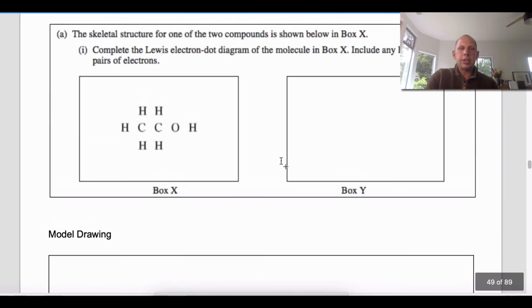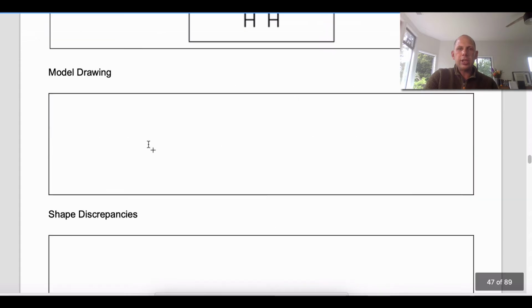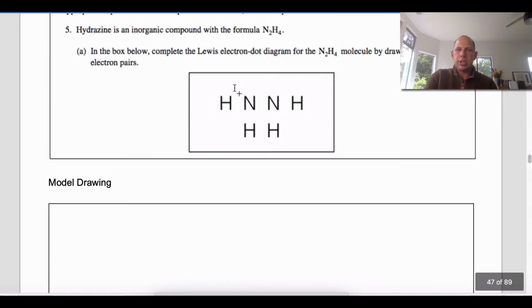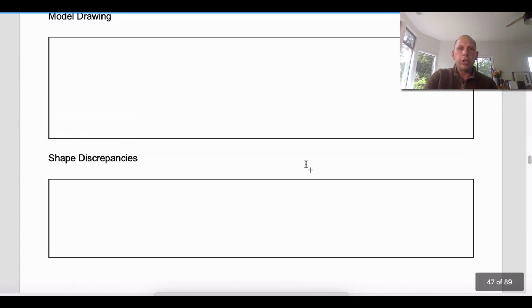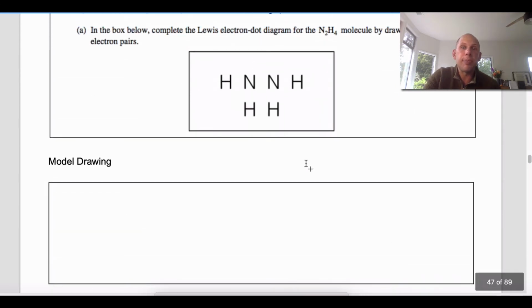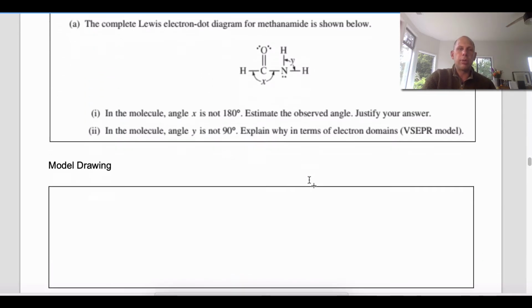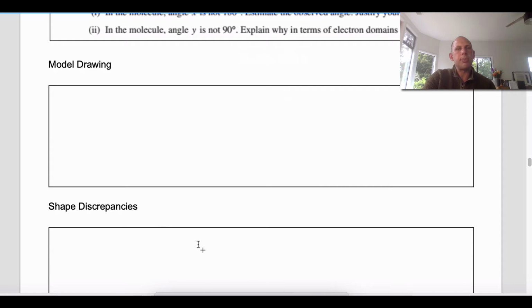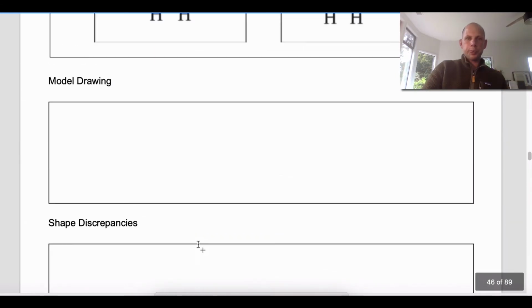If there's 2 boxes, don't worry about the other one, just do that. And don't worry about any of the questions here. All you're going to do is fill in the structure if it's not already done for you and indicate any discrepancy. You'll notice this one here, they've done it for you already. So the model drawing and the shape discrepancy part is all you have to do. So let me go through and do the first one with you.